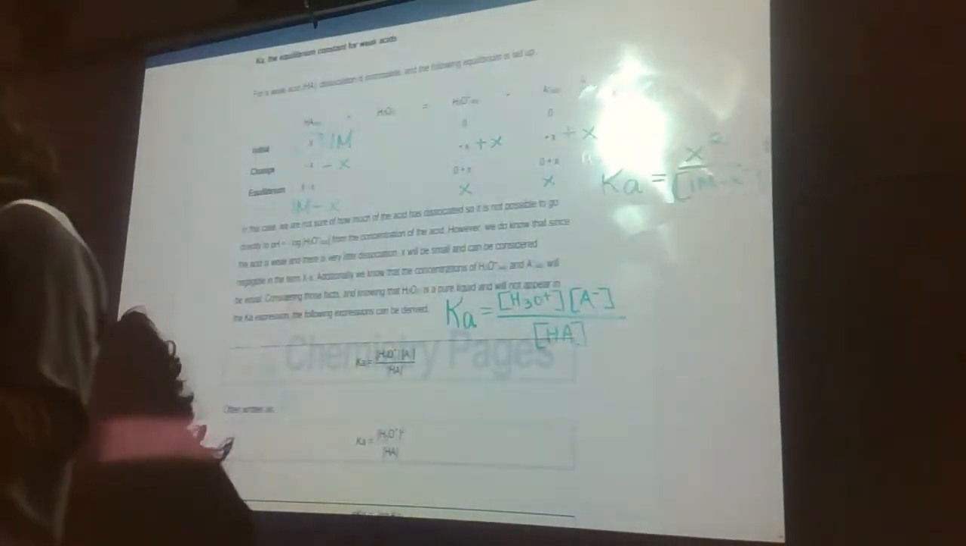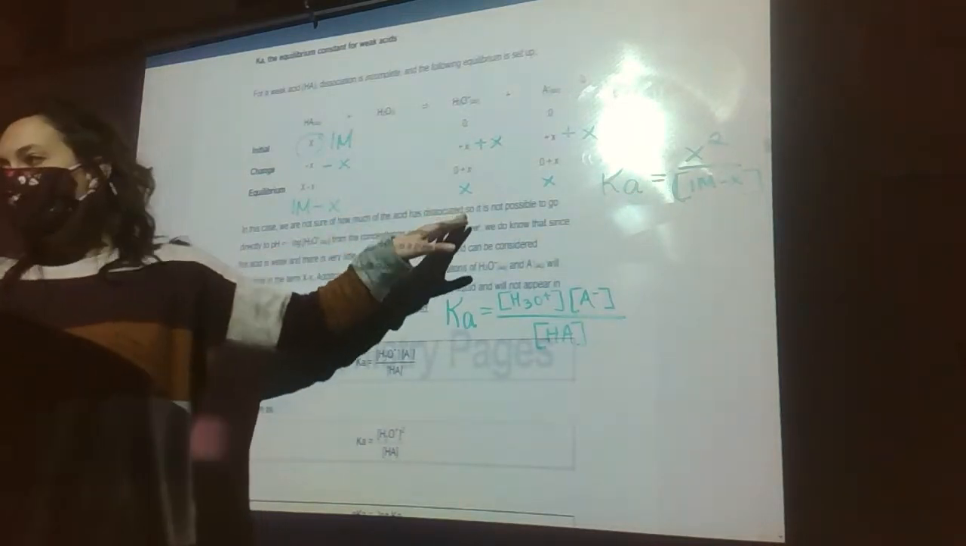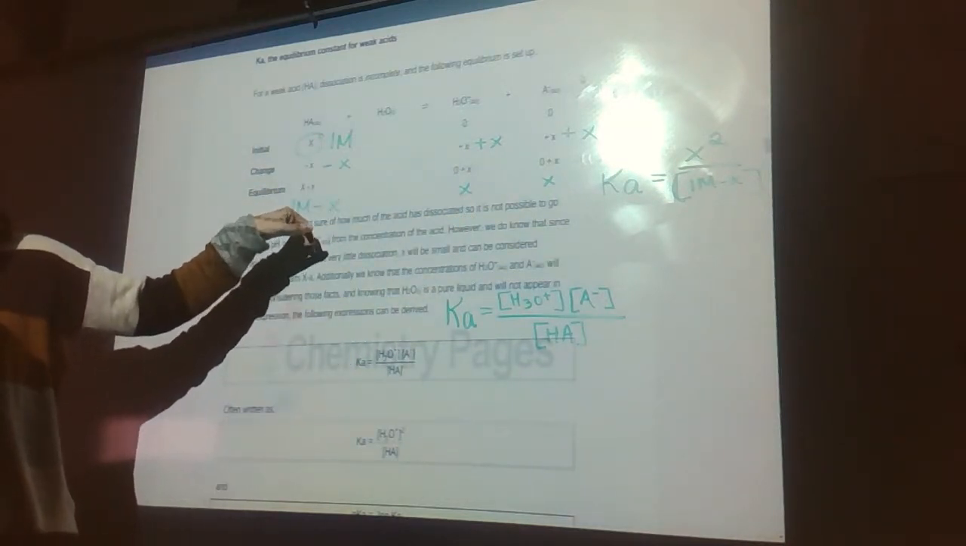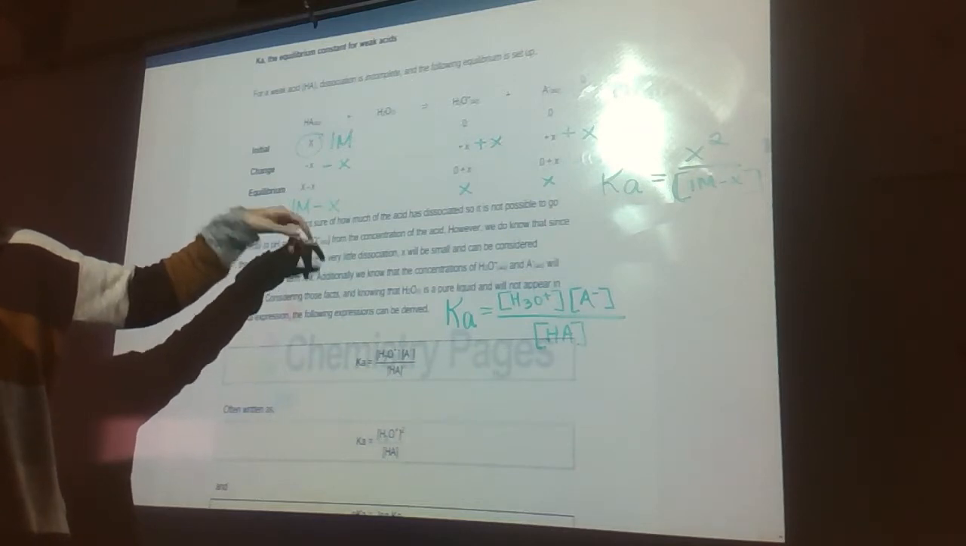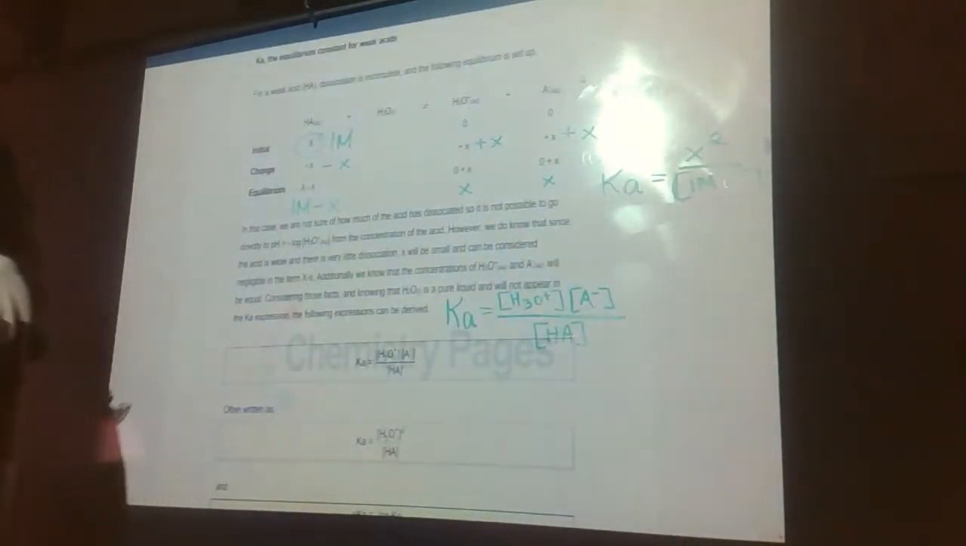Because they're weak acids and they don't dissociate very much, they don't go very far to the right, whatever x is going to be much, much smaller than this original 1 molar concentration. And because of that, we can ignore the minus x, because 1 minus x is still going to be just about 1. It's similar to a billionaire dropping $1 on the ground. They probably won't notice they're missing a dollar.